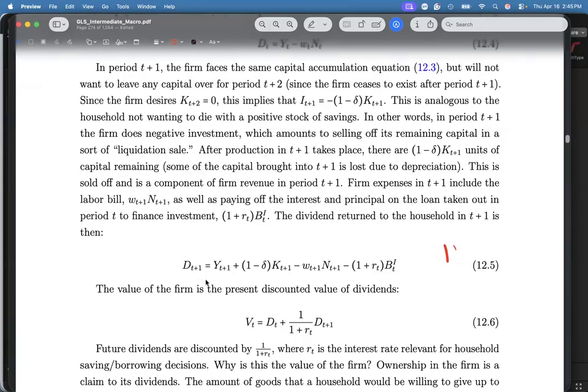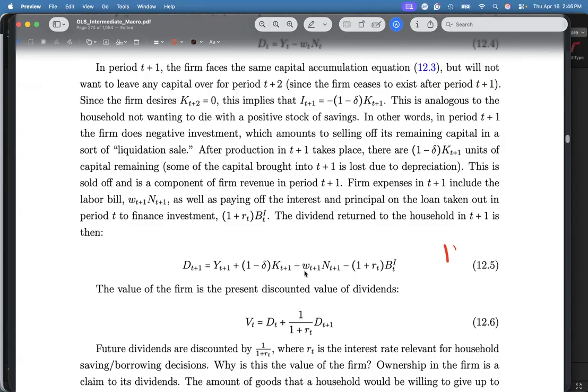What are your sources of income? Your Y, your production, which you will use K T plus 1 for, by the way. And then once you're done with production, anong gagawin mo sa natirang K T plus 1? By natira, we mean 1 minus delta remains, delta goes away. So ito yung natira, literally, 1 minus delta K T. You will turn this into output and then consume it.